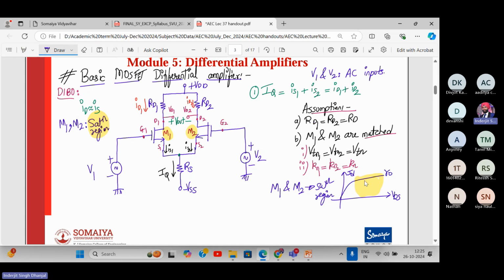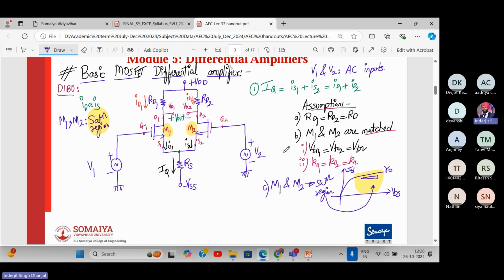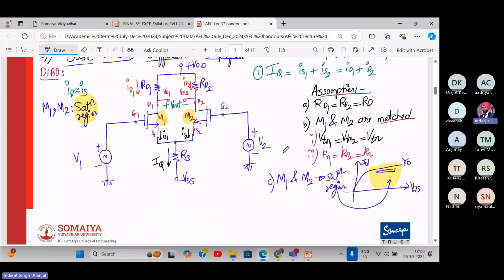Here RO is also present because we have a slope over here, right? So your MOSFET should be operating in this saturation region. That is also one of the assumptions which we have to make. So this is point number C. Or else your transistor won't contribute towards amplifier application. Your current should be steady. So what is the important thing of being an amplifier?